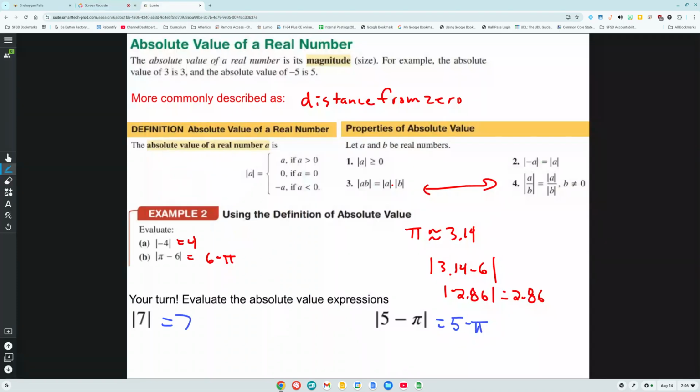All right, here we go. The absolute value of 7 is 7. 7 is 7 places away from 0. And the absolute value of 5 minus pi is 5 minus pi. I don't have to worry about the same thing I did in the previous example, because 5 minus pi is not a negative number. Good.